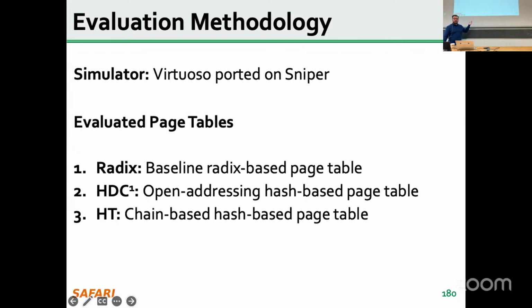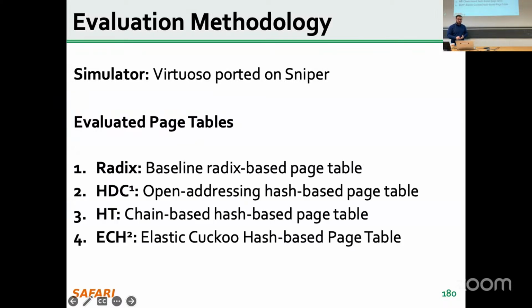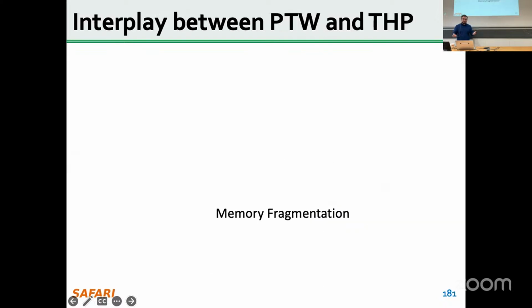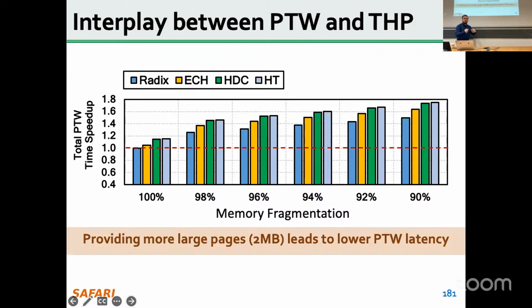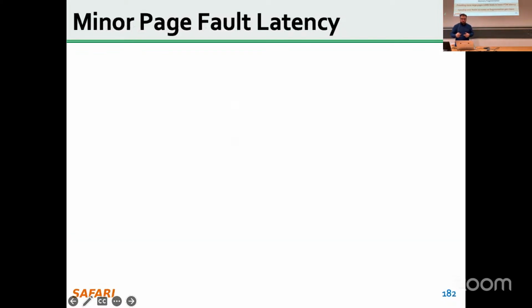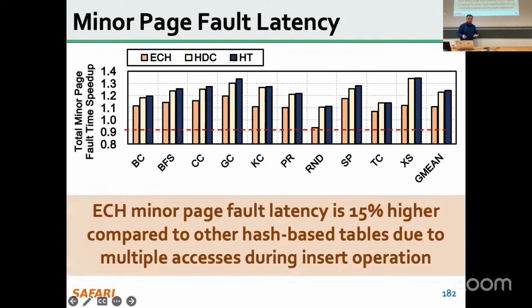We evaluated different page table designs, for example, in the paper, different hash-based page table designs. We demonstrated that, as we decrease the memory fragmentation, the speedup of different page table designs changes. So if we provide more aggressively 2 megabyte pages, then the different hash-based schemes have different speedups. In terms of minor page fault latency, we show that using the state-of-the-art hash page table, we have much higher minor page fault latency because of the way it handles collisions, because it's a hash-based page table.